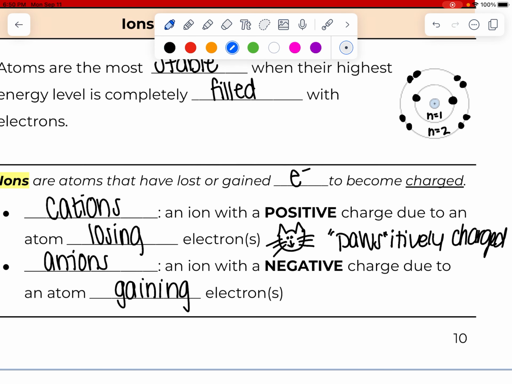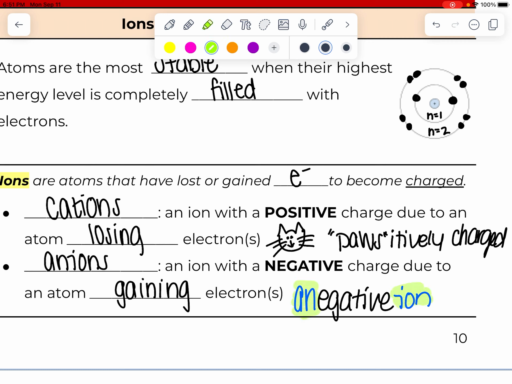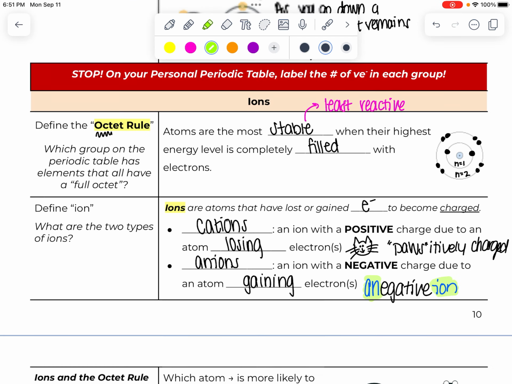The way that I like to think about it is anions are a negative ion, and then you have the word anion in here. So an anion is a negative ion. That's as good as I could get it. But the important thing here is that atoms will ionize. Why are they ionizing? They're doing so to become more stable. They're doing so to become less reactive.